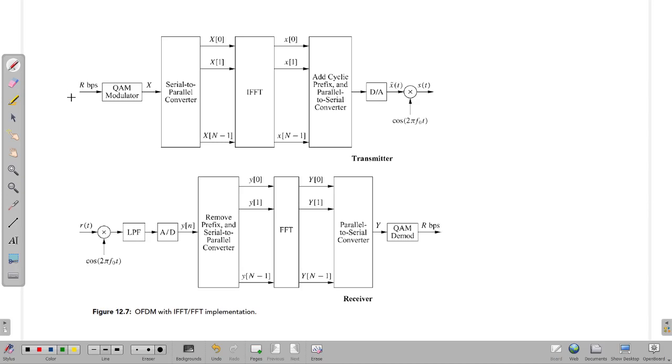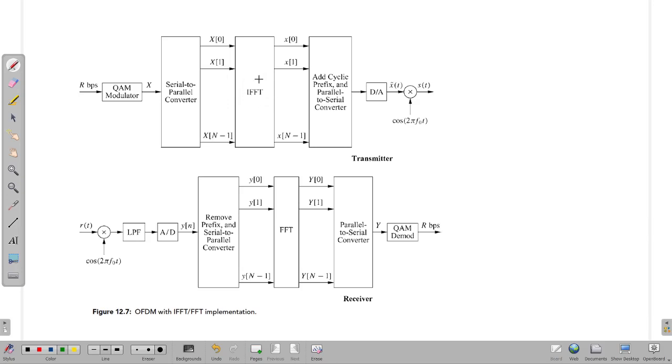The data comes at R bits per second and goes to a QAM modulator. It could be a QPSK modulator as well. Then this serial data is converted into parallel. So you have n modulated symbols here, X of 0, X of 1 up to X of n minus 1. It is a convention that you use capital letters for the frequency domain, so we assume that this data is in the frequency domain.